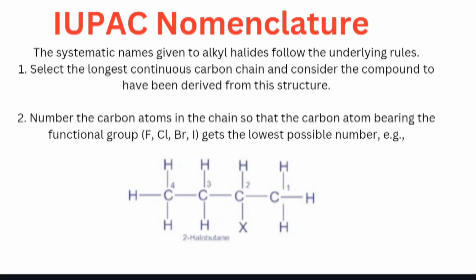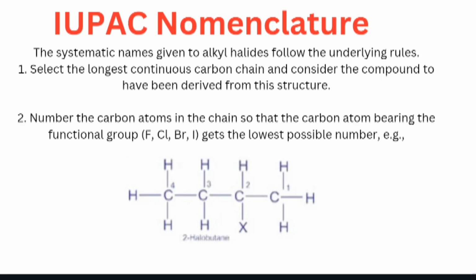The first rule is to select the longest continuous carbon chain. So in the first case you will select the longest continuous carbon chain, and the compound will be considered as derived from this structure, meaning that the continuous carbon chain gives the compound, and the compound to which a halogen group is attached is derived from that longest continuous carbon chain structure.